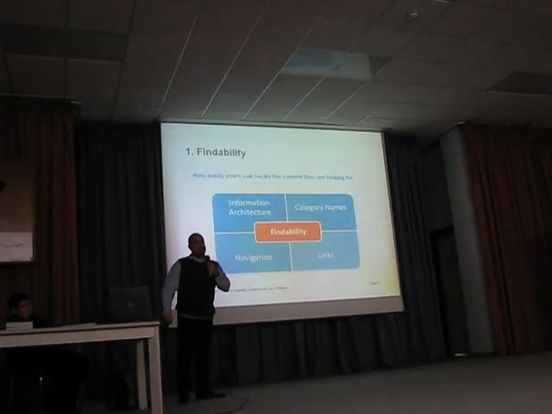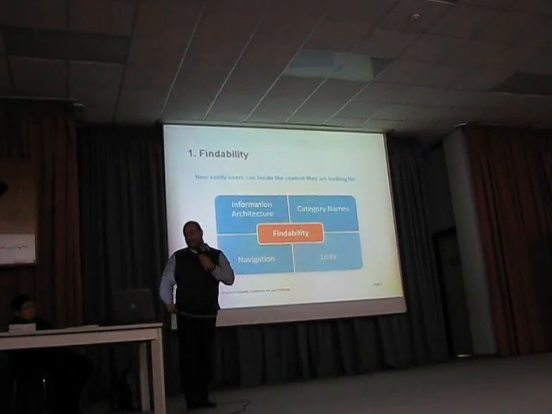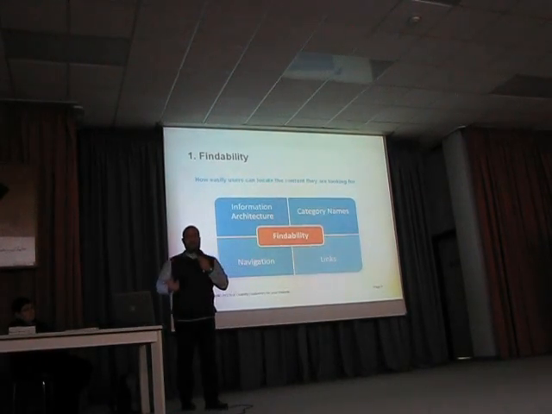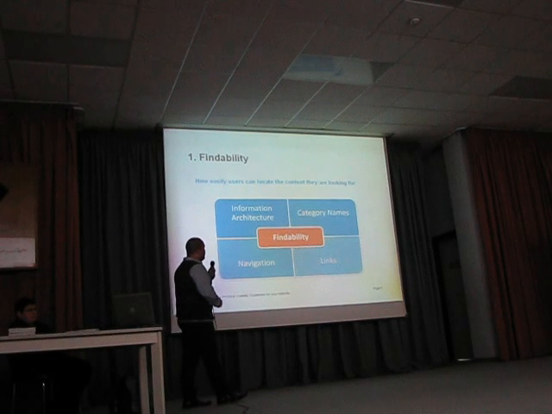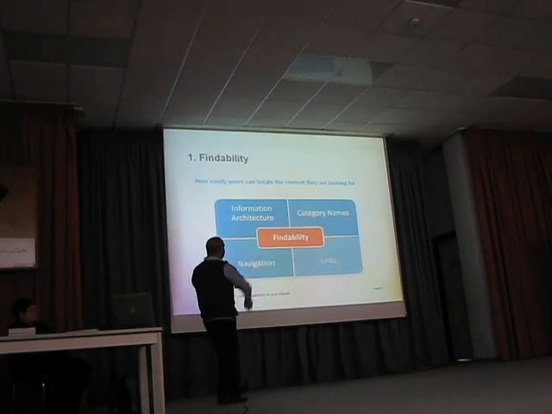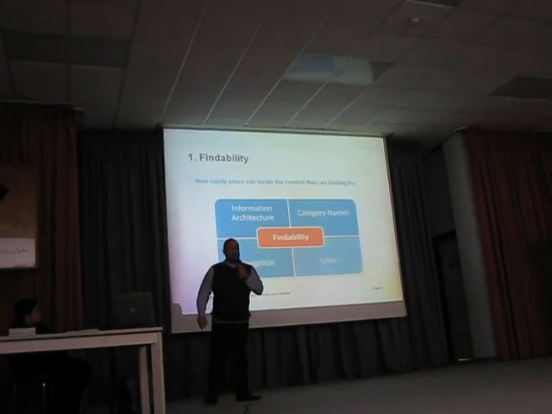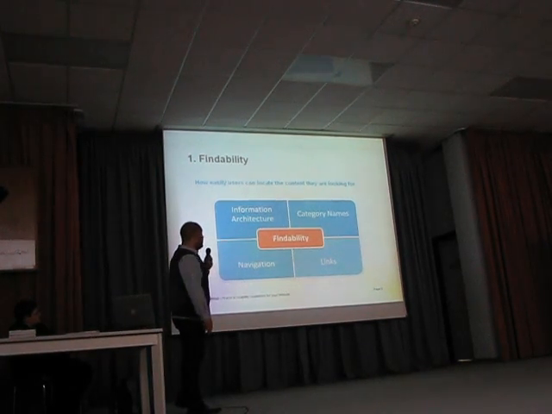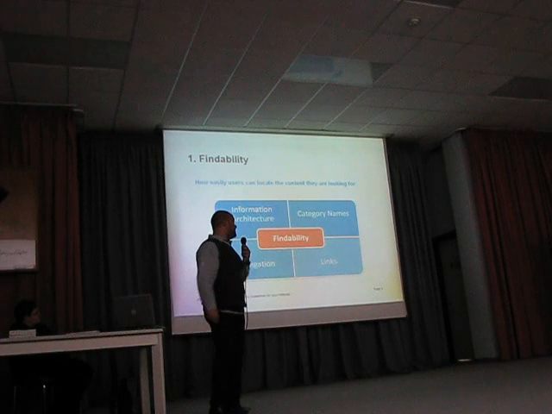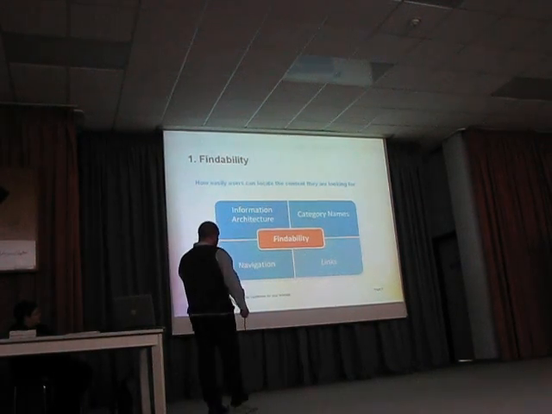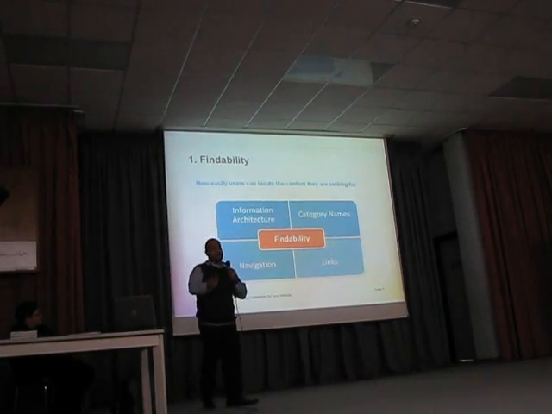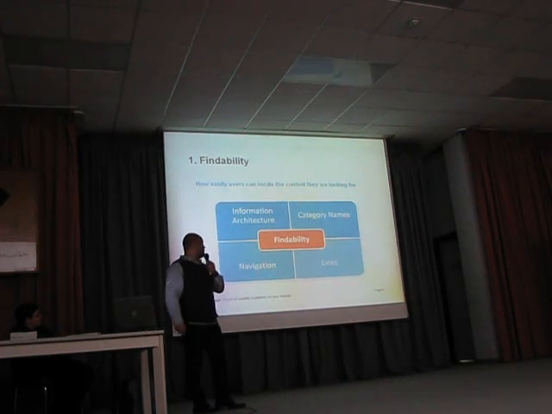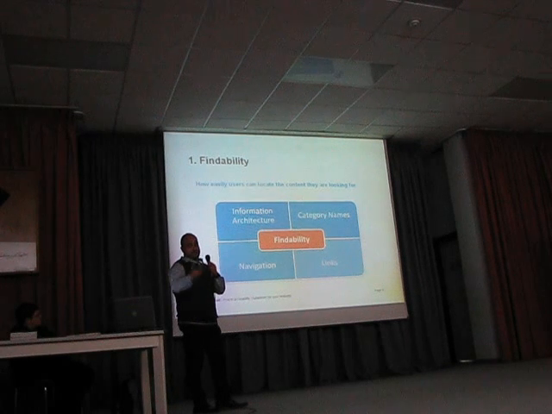So what is findability? Findability is literally the ability for users to find the content that they're looking for when browsing your website. Now, of all the findability problems, I classify those four as being the most problematic. So you've got information architecture, which is basically how information is located in your website. Category names, which are the names that you give to your categories and menus and navigation elements. Navigation itself, and links, the links within your website.